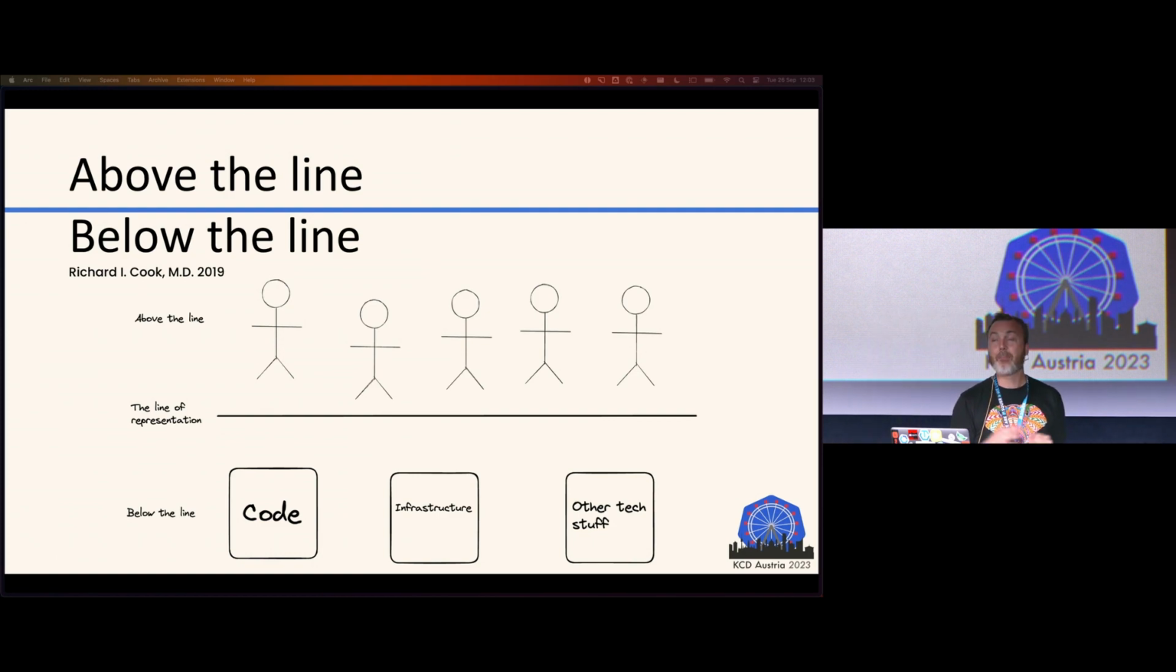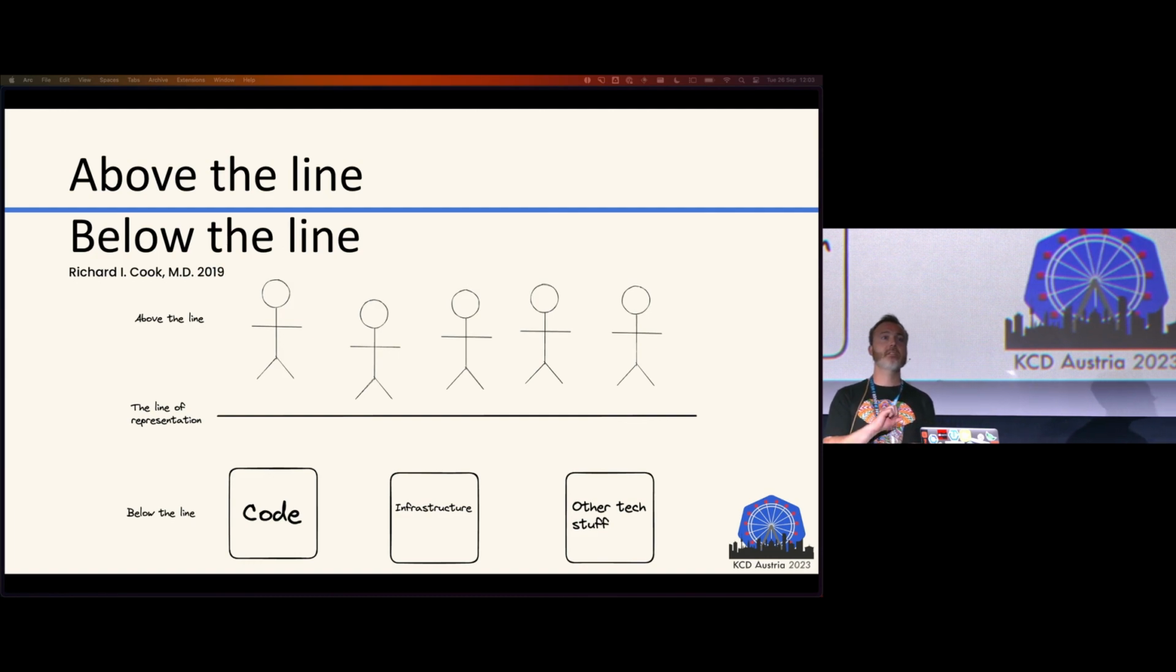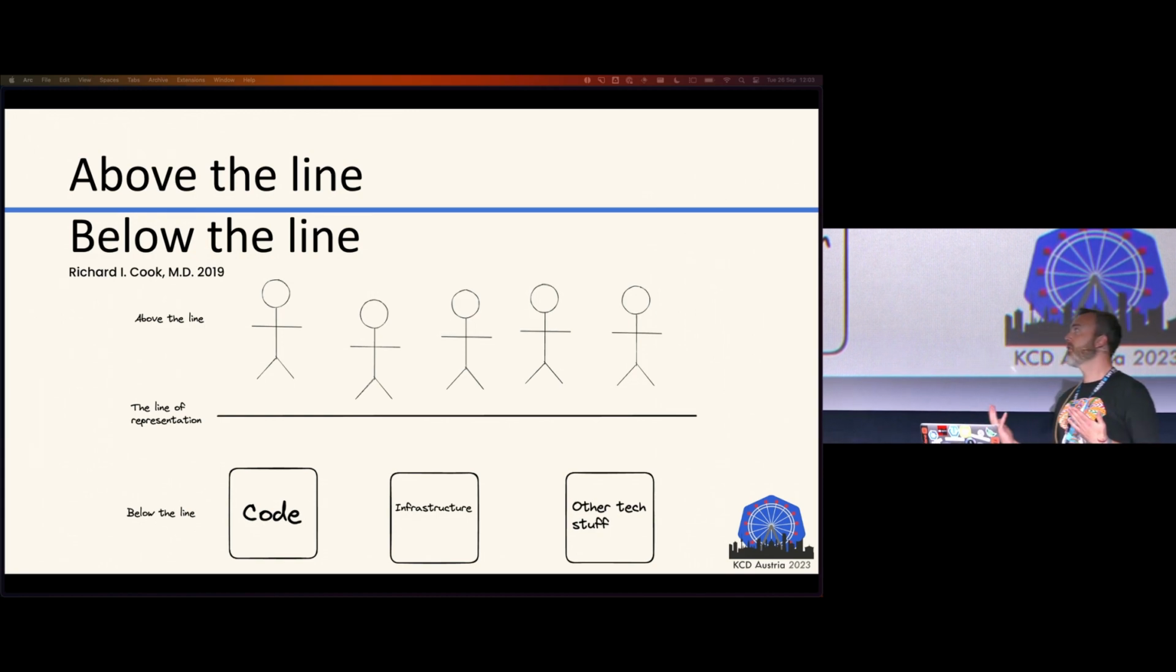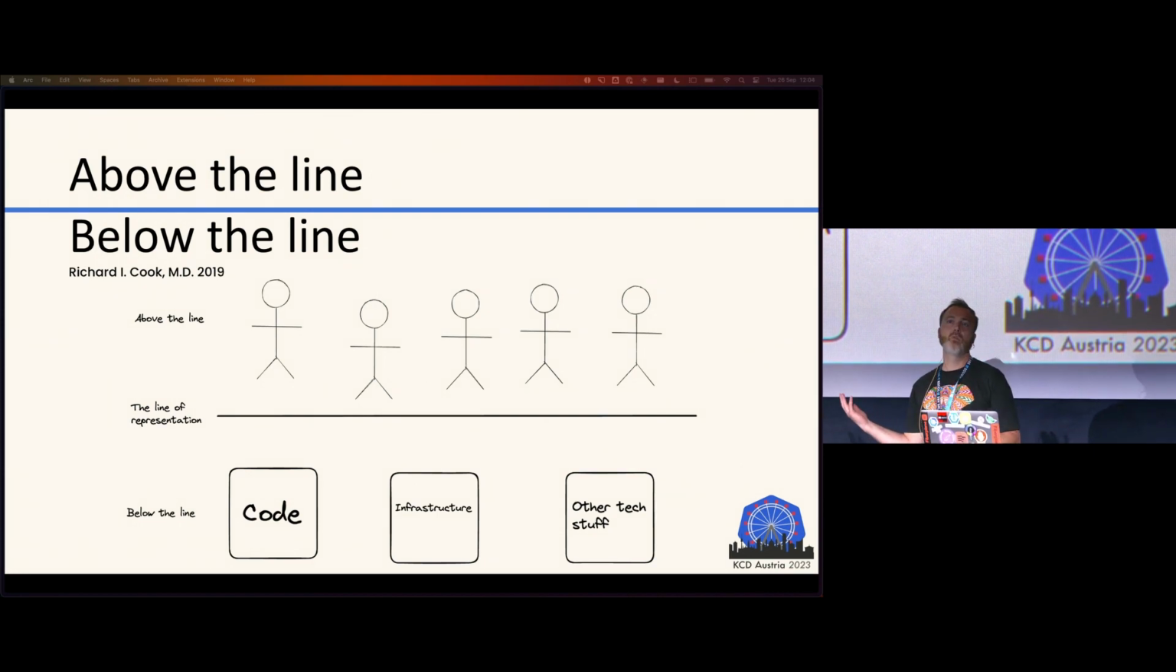Anyway, above the line is us, right? It's really important to remember that we are all part of the system. Humans and technology are complex socio-technical systems, however you say that word. We are part of the system, but we are above the line. There is this line of representation, which is how we understand what's going on in the other part of the system, which is below the line. That is the code, the infrastructure, the other tech stuff. We don't actually see noughts and ones going through processes or anything like that. We only get to observe them via our line of representation.